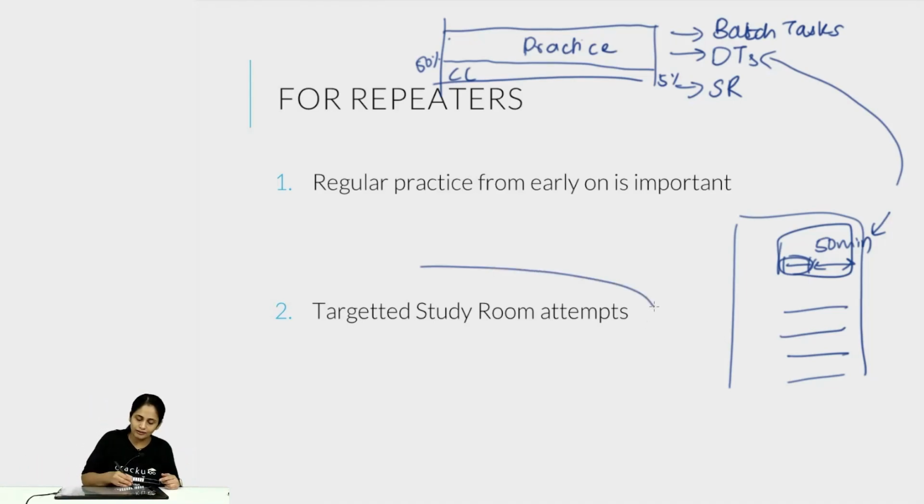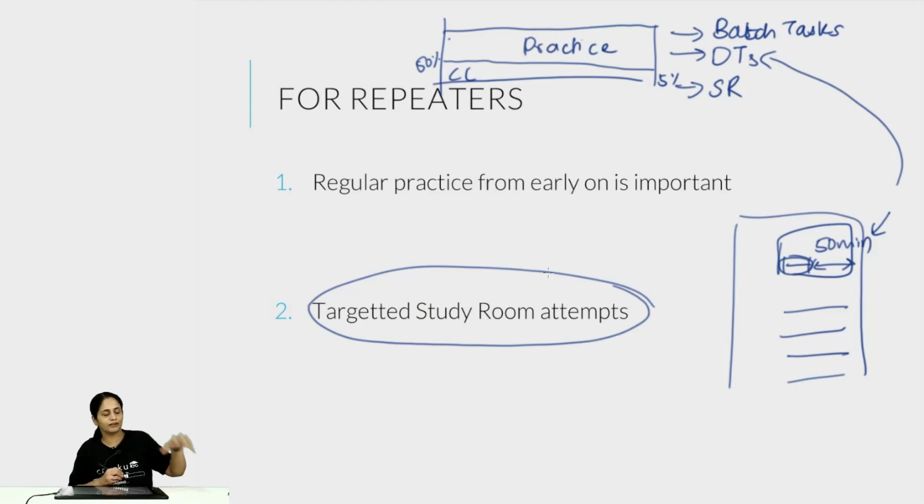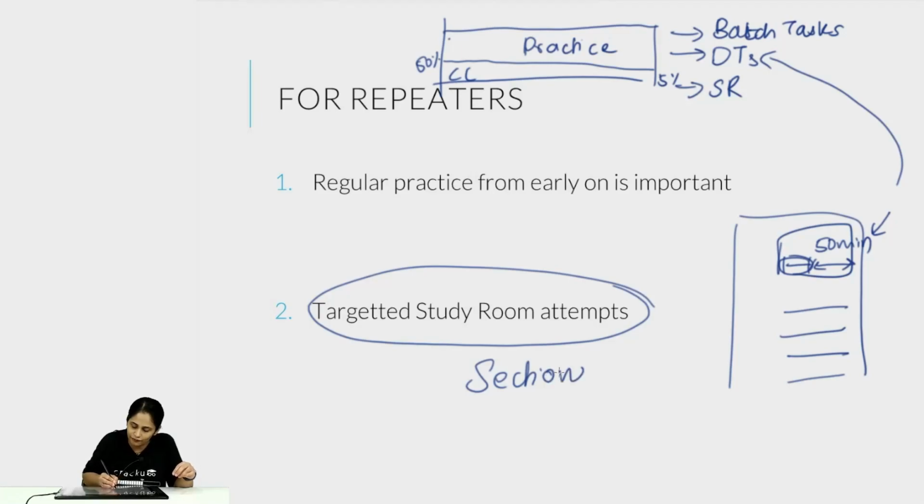As I said, you should have targeted study room attempts. Basically, whatever weaknesses you identified, you should just focus on solving those questions, those areas. Also, take sectionals. If you have scored poorly in one particular section, between every single dash cat attempt, take a sectional from that particular section. If you did poorly in VARC, then between DC1, DC2, DC3, you will have these weekends where you don't have anything. In that time, I want you to take a sectional from that particular section.